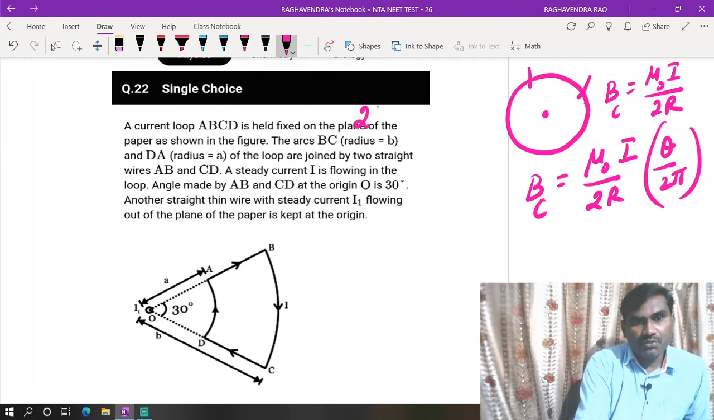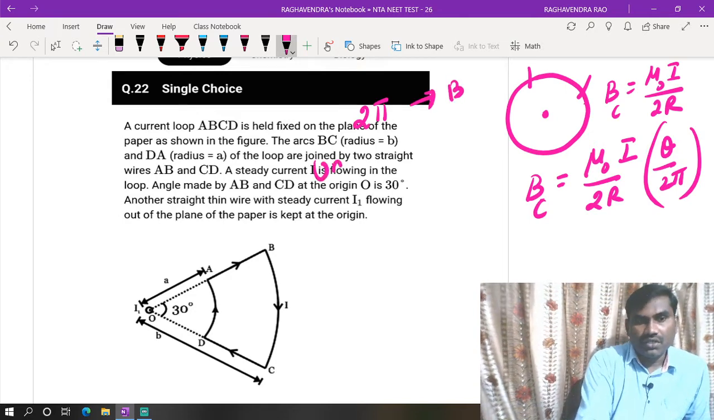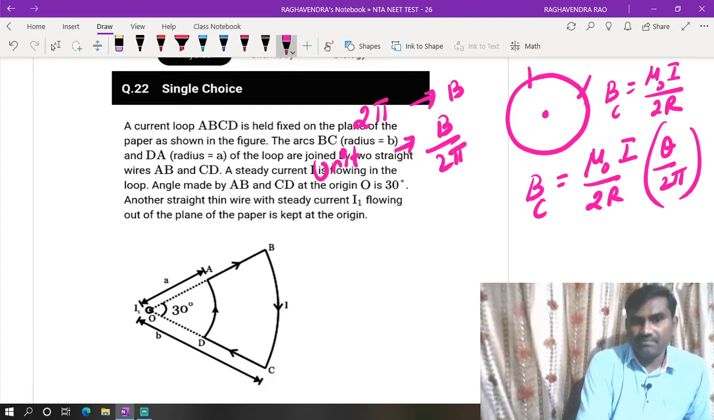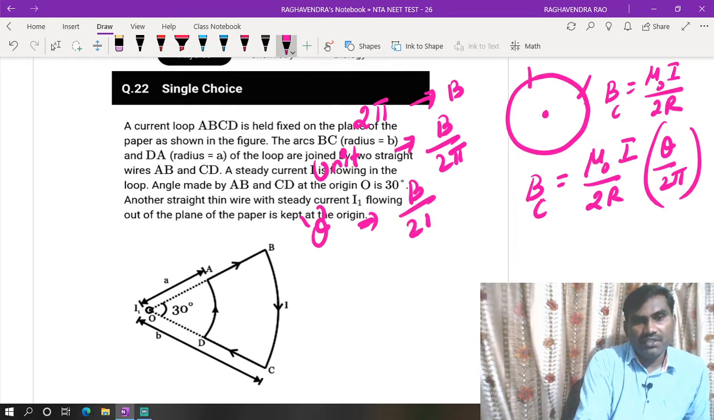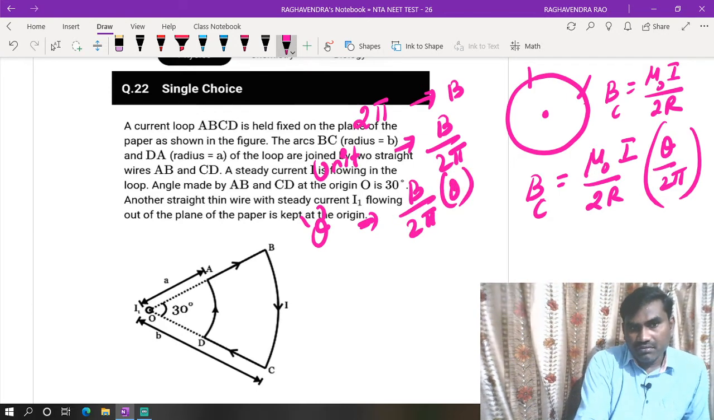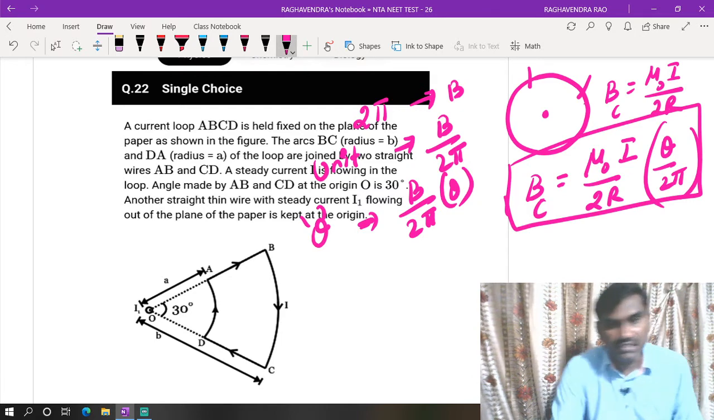Because 2 pi radian will create a magnetic field of B. Now unit radian will create a magnetic field of B by 2 pi. Now theta radian will create B by 2 pi into theta. Now B is nothing but mu naught I by 2R, theta by 2 pi. So this is the expression we need to use in this case.